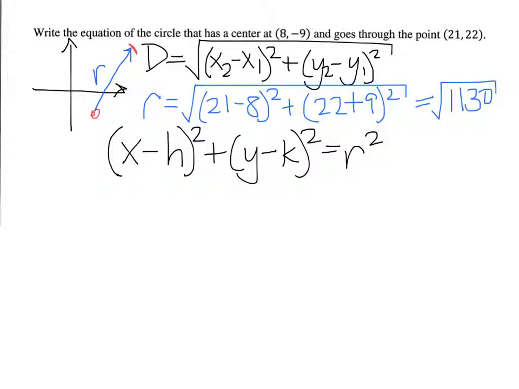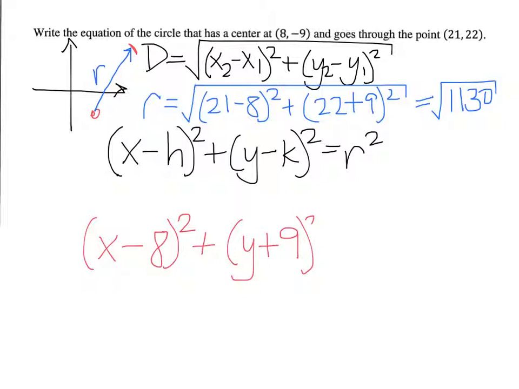So what's my overall equation? That's what I'm finding: write the equation of the circle. My equation is the quantity x minus 8, squared, plus y plus 9, squared. And if I square the square root of 1130, that is equal to just 1130. There's the equation for that circle.